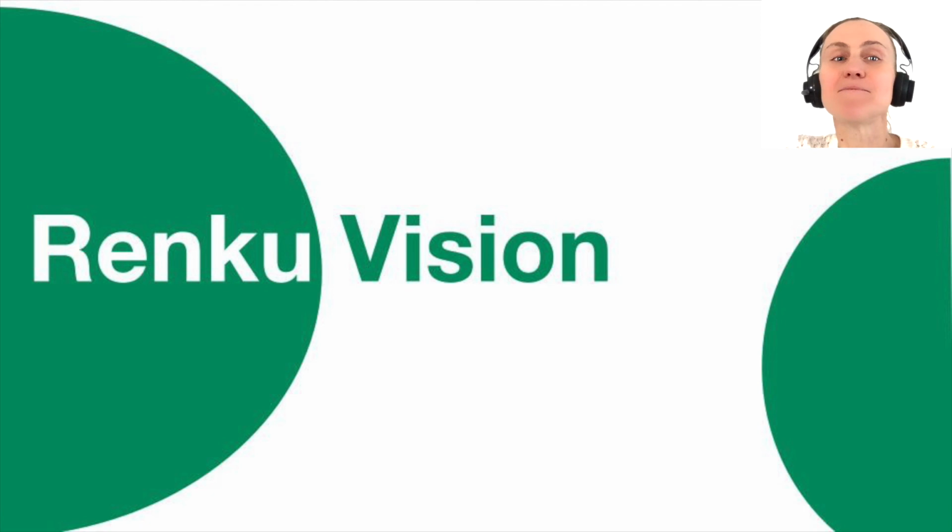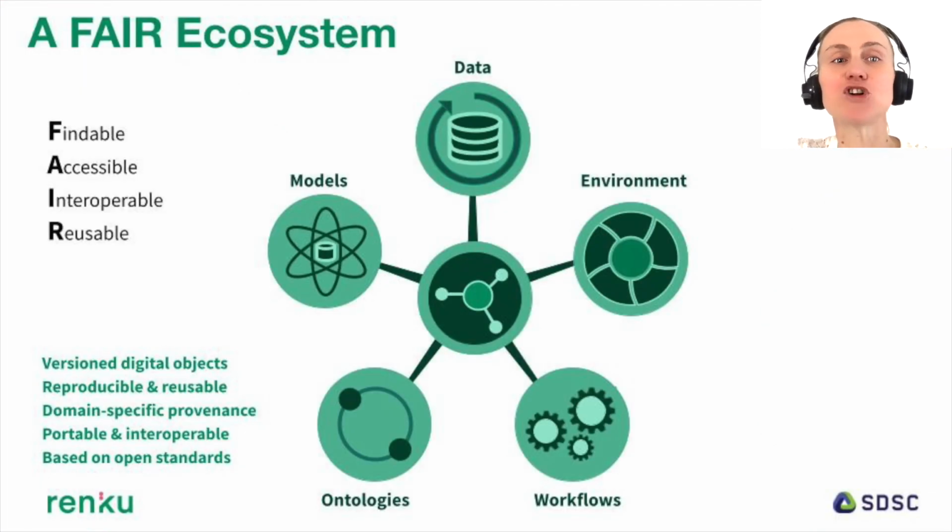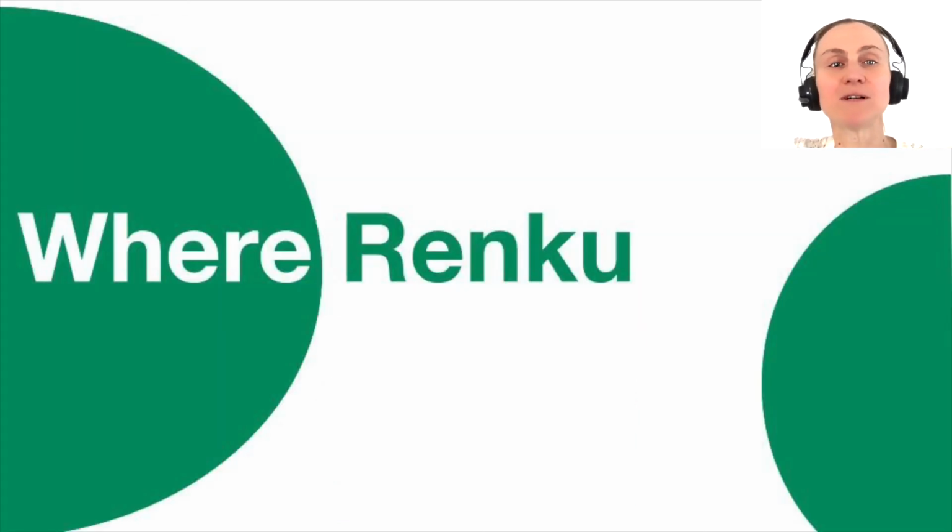We are a big development team at Renku, sharing a common vision. A vision of a fair ecosystem on Renku, with fair being findable, accessible, interoperable, and reusable. A system with a knowledge graph at its heart, connecting version digital objects with full domain-specific provenance. All components of such ecosystem are flexible modules packaged with all dependencies and metadata to be reproduced, reused, and integrated on other platforms.